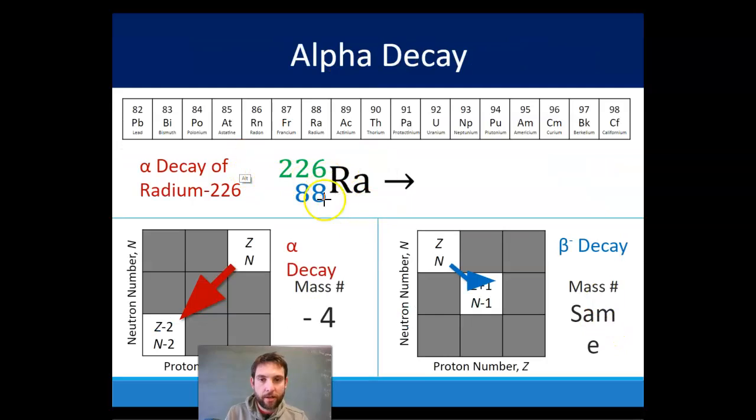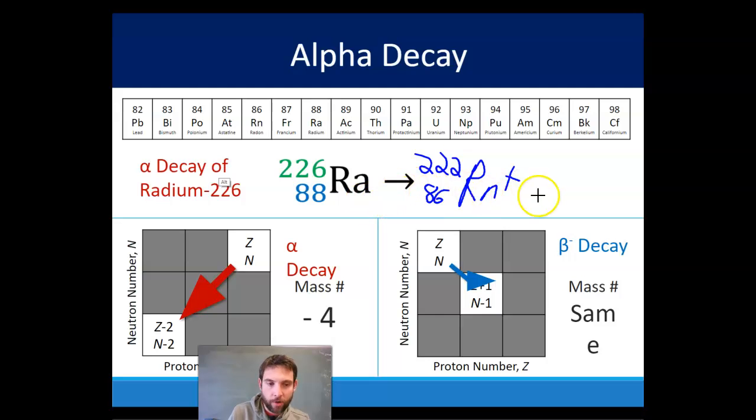Let's go ahead and try this one. This is going to represent alpha decay of radium-226. So what's it going to turn into? We already know this bottom number is going to be 86, and this top number is going to be 222. So 86 brings us to radon. There's our radon gas.